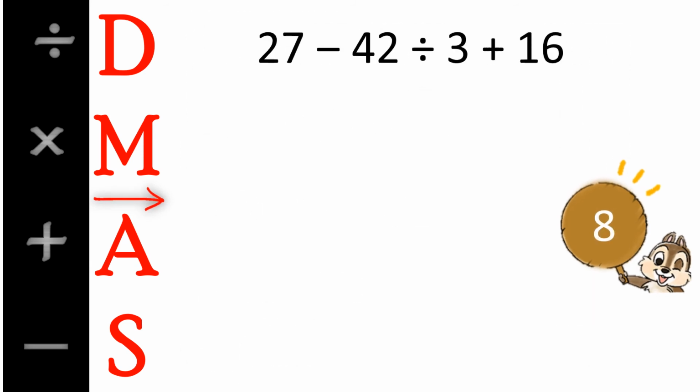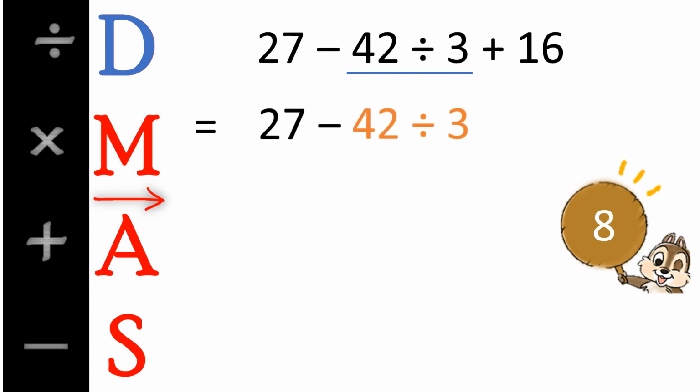Let us solve one more question. Question number 8. 27 minus 42 divided by 3 plus 16. Can you tell me, according to DMAS, what we have to do first? Division. So write 27 and minus sign as it is and divide 42 by 3. We get 14. Then write plus 16 as it is. Now we have 27 minus 14 plus 16.